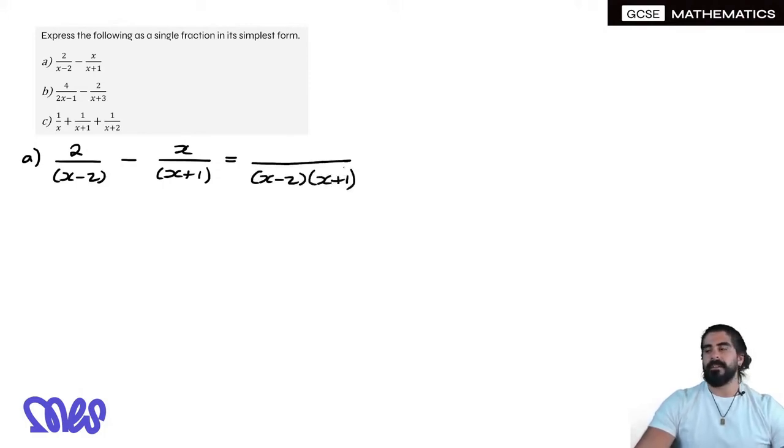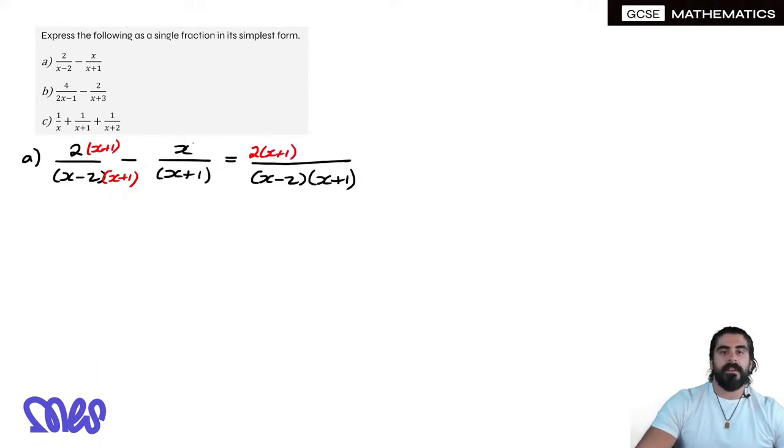Now again, we scale the fractions so that both denominators give you x minus 2, x plus 1. So what do you need to do? To the first fraction, we need to multiply it by x plus 1, which means we need to times the top by x plus 1 as well. So we have 2 lots of x plus 1. To the second fraction, we need to times it by x minus 2. So we have to times the top by x minus 2. So we have minus x lots of x minus 2.